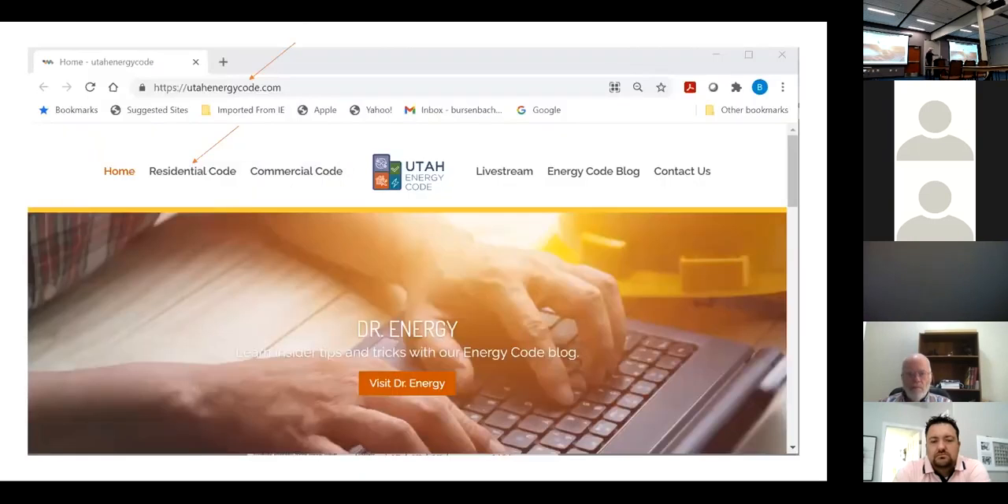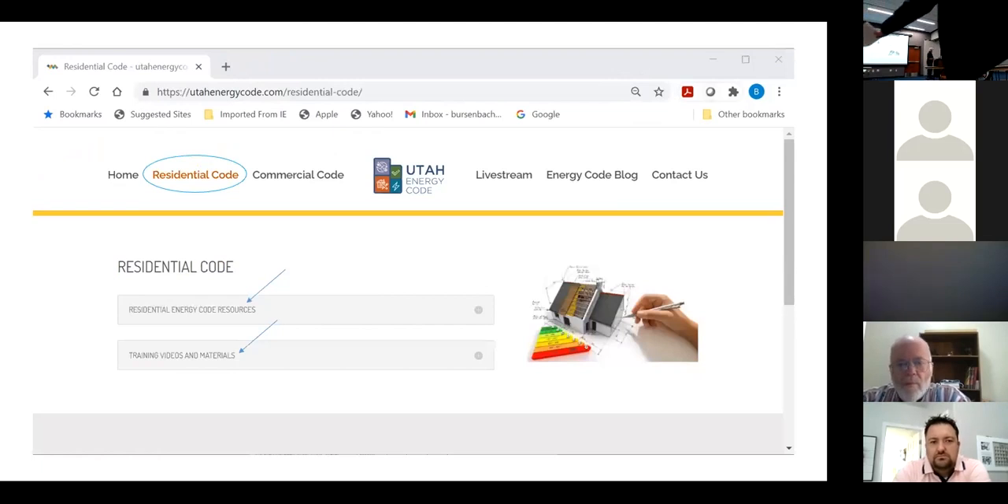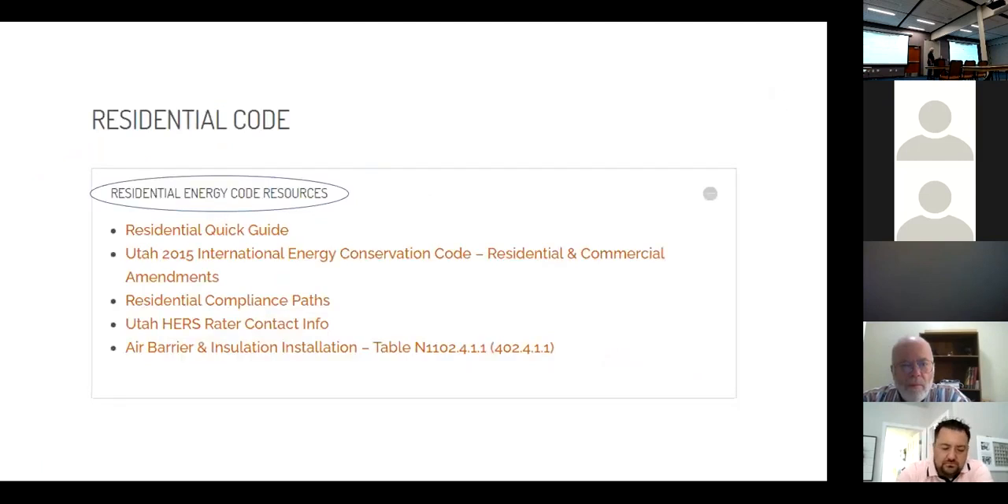I did want to let you know that we have a website, utahenergycode.com. And on that website, if you go to residential, you'll find residential code resources and training videos. And on there, you will find this guide right here. You'll find all the amendments actually put into a sheet of the code.